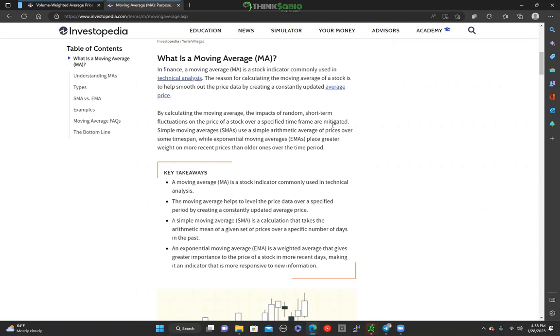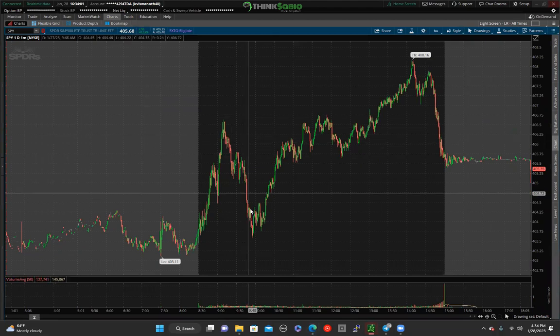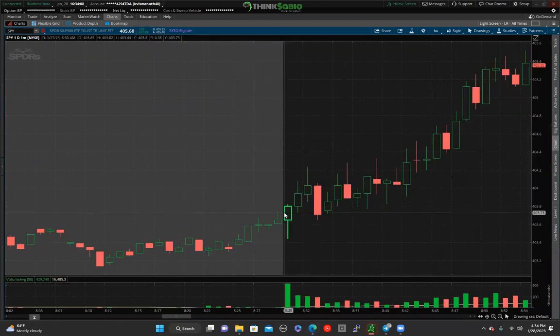Okay, so let's look at the moving average. The reason for calculating a moving average is to help smooth out the price. When you have the stock going up and down, up and down, the moving average will smooth it out, because it calculates the average price at each candle. For example, if we select a 20 moving average, it will average the price for the last 20 candles. That's what it is, right?